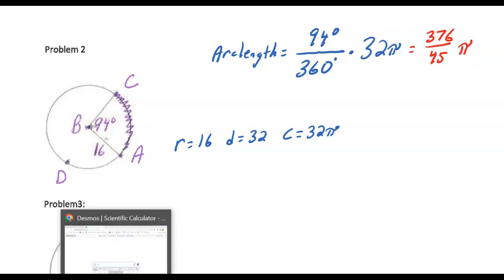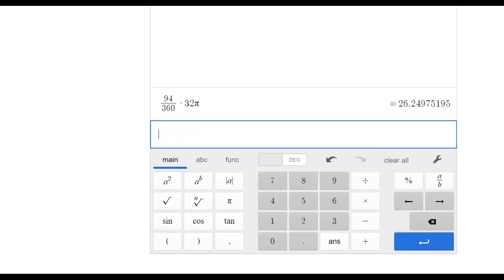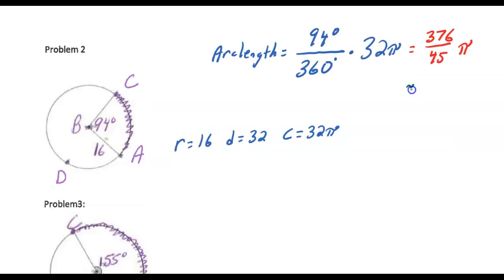Then I'm going to go back to the Desmos calculator and say multiply that by pi, and that is the decimal approximation. So the decimal approximation is around 26.25. So my point is we want to get the SAT answer, which is the yellow answer, and then we want to get the decimal approximation.